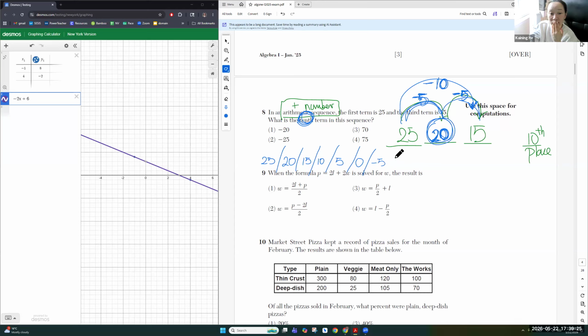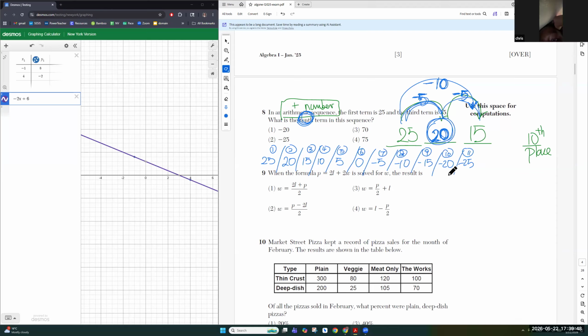-5, -10, -15, -20, -25. Okay, let's see. This is my first number, second number, third number, fourth number, fifth number, 6, 7, 8, 9, and 10. But which one is the 10th? There we go, -20. So that's how we have the answer choice number 1, -20.